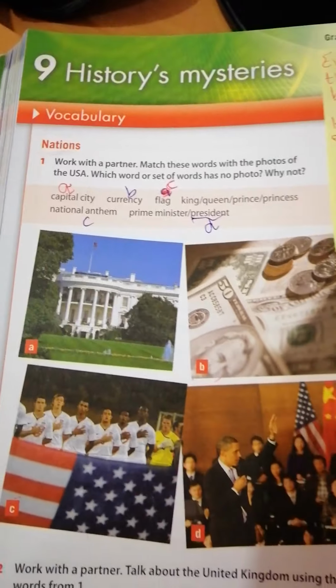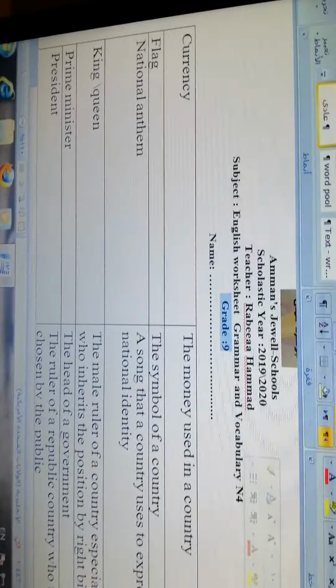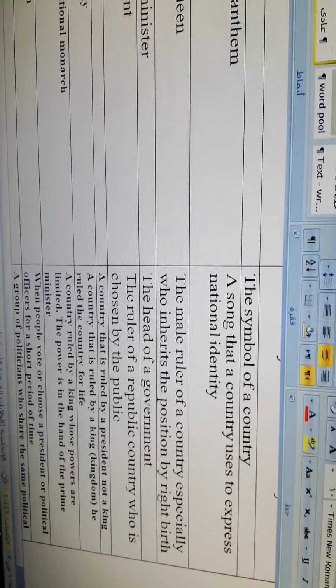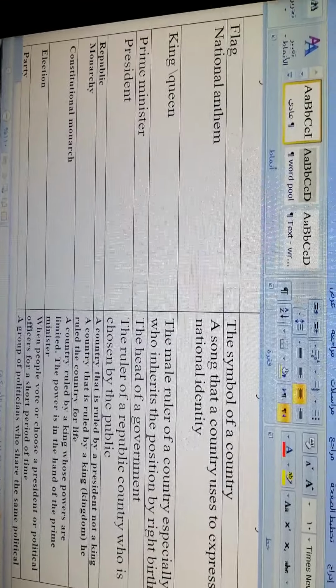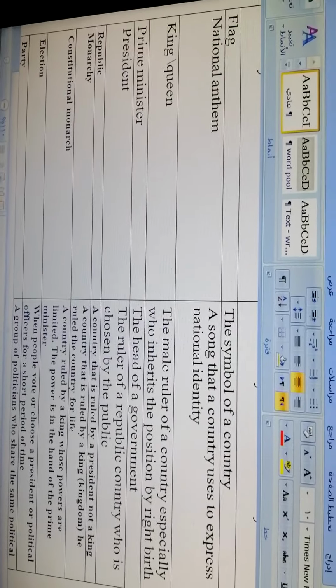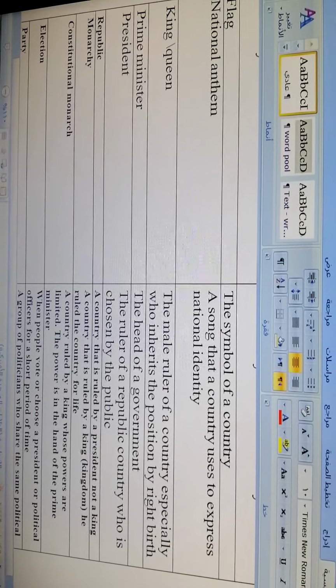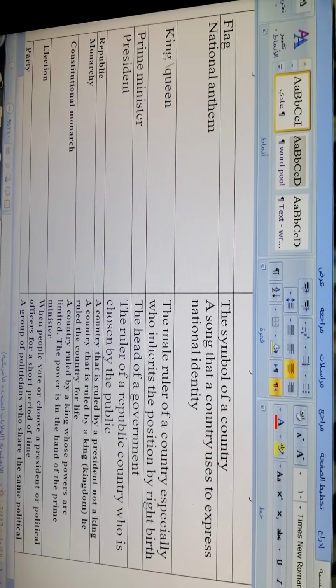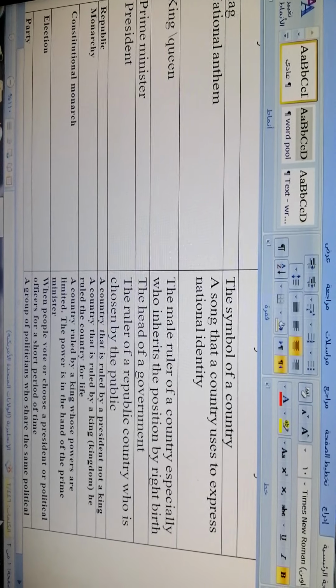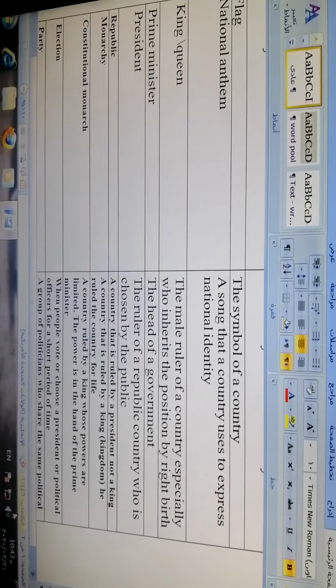Okay, in some countries we have the ruler, of course, the ruler of a country. And this ruler can be king or president. Now, what is the difference between king and president? Let's take each one alone. Now, king or queen, of course his wife, he is the male ruler of a country, especially who inherits the position by right of birth.